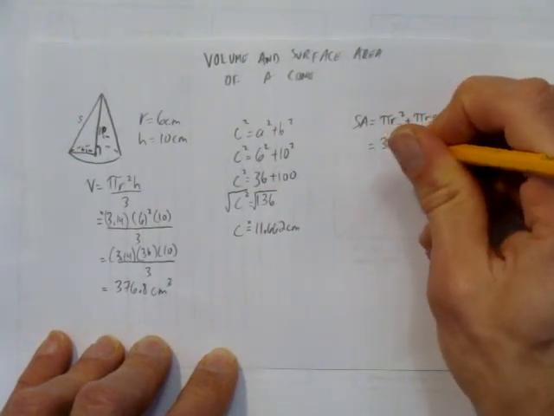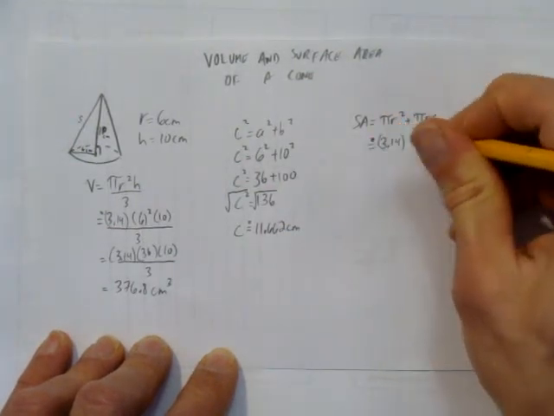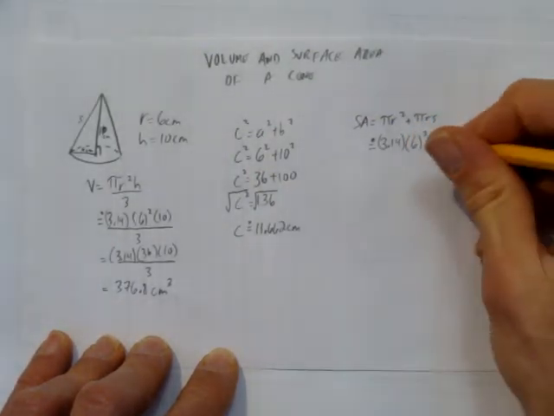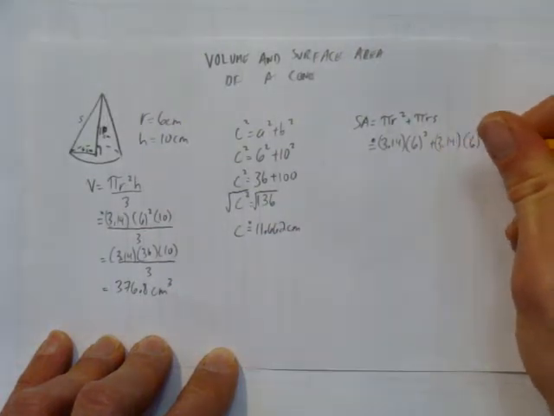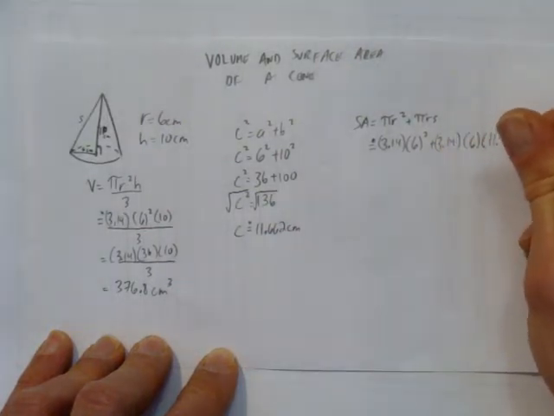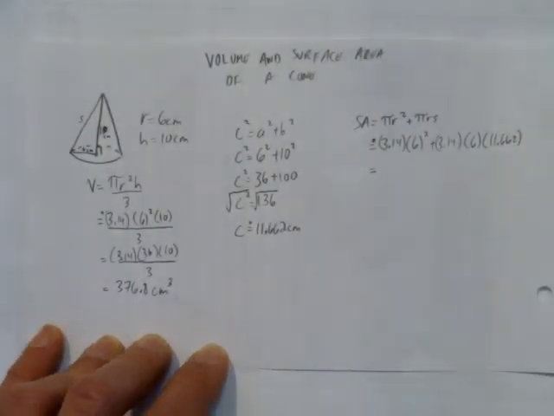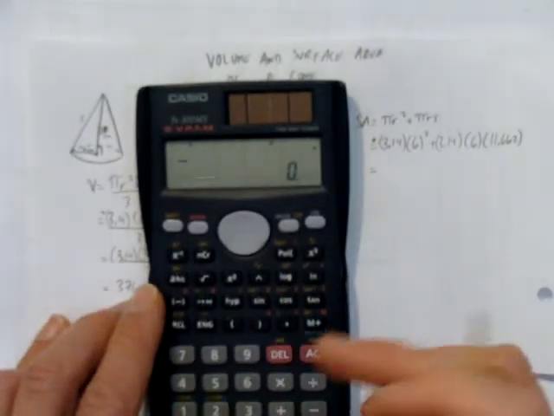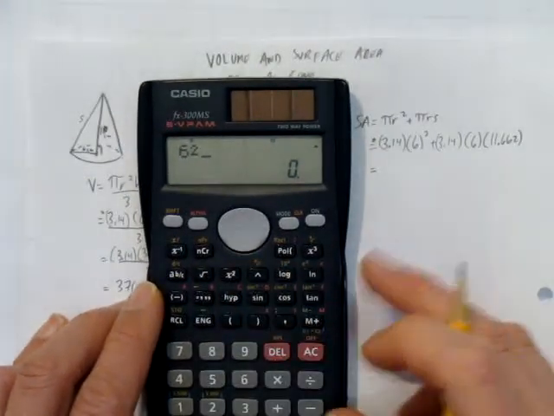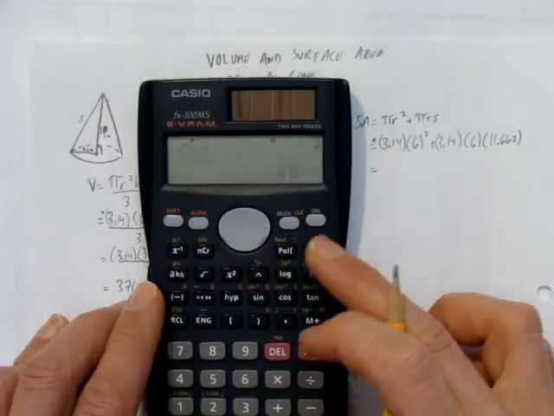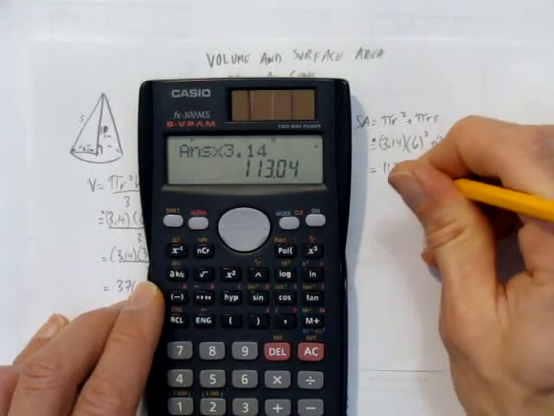It's just pi, which will approximate to 3.14, times the radius, which is 6 squared, plus pi again, times the radius, times that slanted side, 11.662. Now let's calculate that first piece on our calculator. 6 squared I know, but we'll do it. 6 squared equals 36 times 3.14, and you get 113.04.